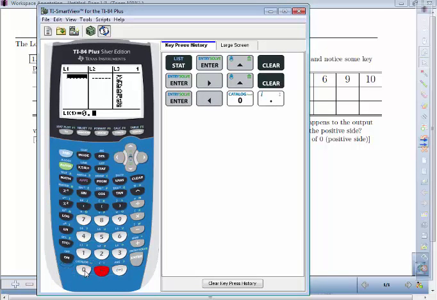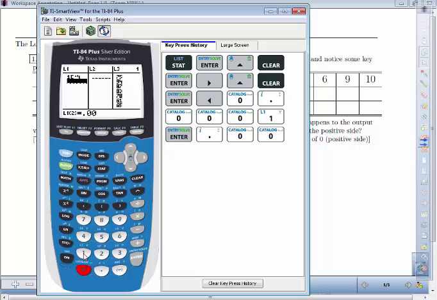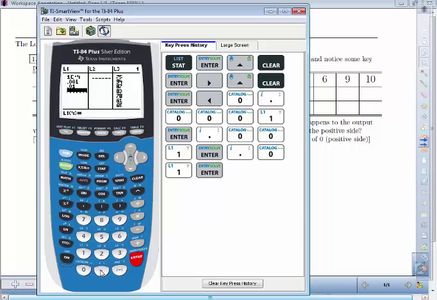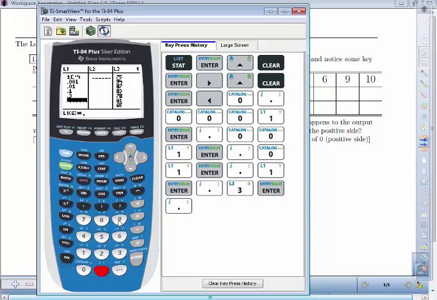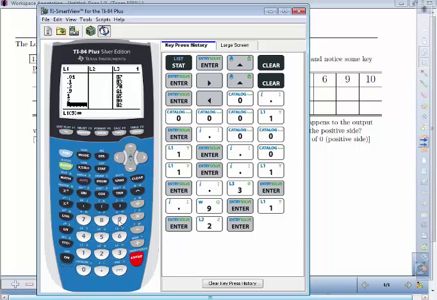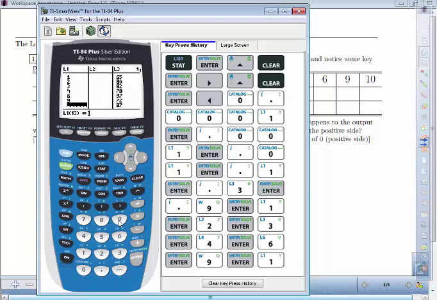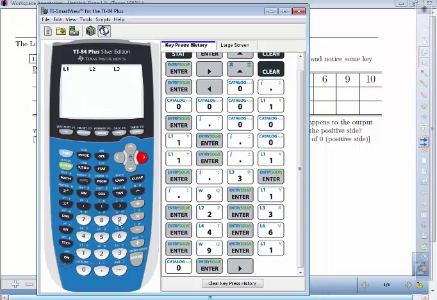So 0.0001, 0.001, 0.01, 0.1, 0.3, 0.9, 1, 2, 3, 4, 6, 9, and 10. All right, so I got my x values there.